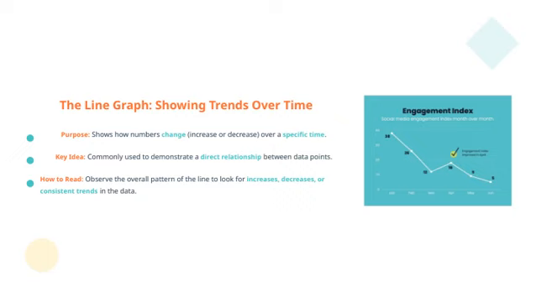The key idea here is that line graphs are a great way to demonstrate a direct relationship. As one thing increases or decreases, the other often does too. The purpose of a line graph is to show us how numbers change over a specific period. Whether it's months, years, or any other time frame, it helps us see the progression or regression clearly. So, when you look at a line graph, think about the story that the line is telling, how things are moving over time, and what that might mean for the bigger picture.